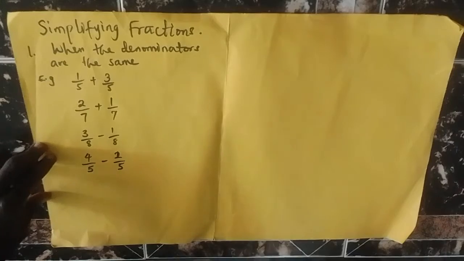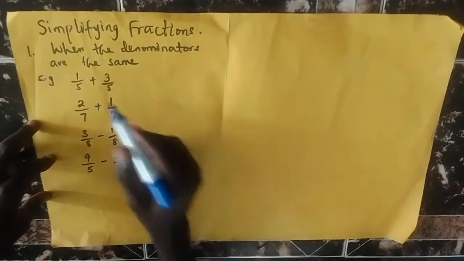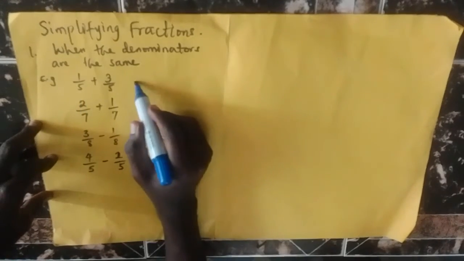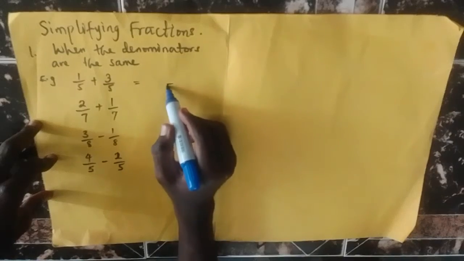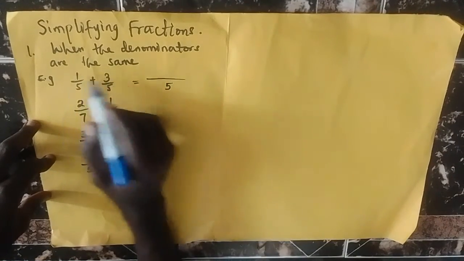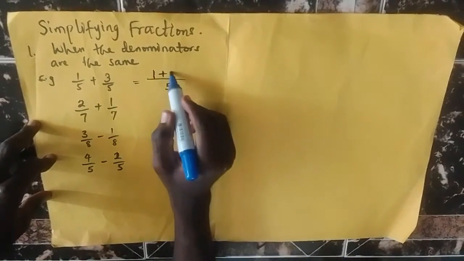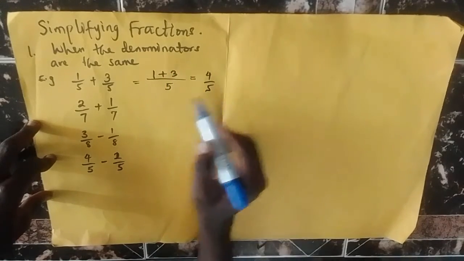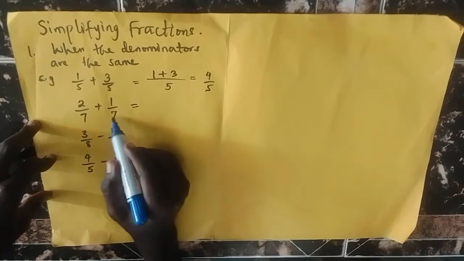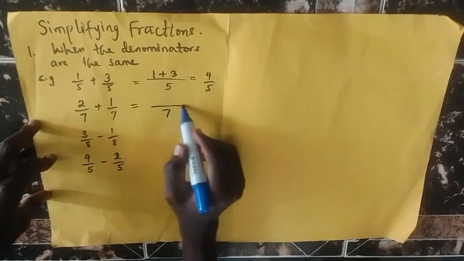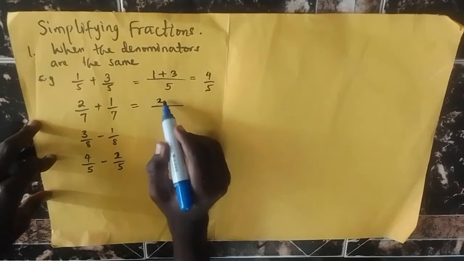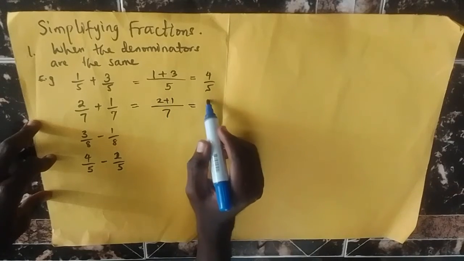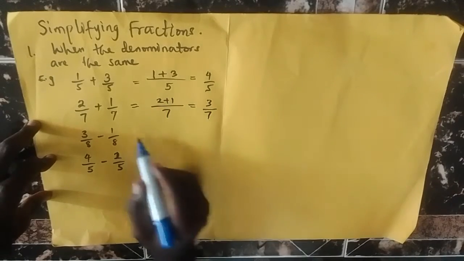So to simplify these fractions, when they have the same denominator, you pick one denominator, 5, and simply operate the numerator: 1 plus 3, and that will give you 4 over 5. In this part also there are 7, so pick 7. We have 2 plus 1, that will give us 3 over 7.